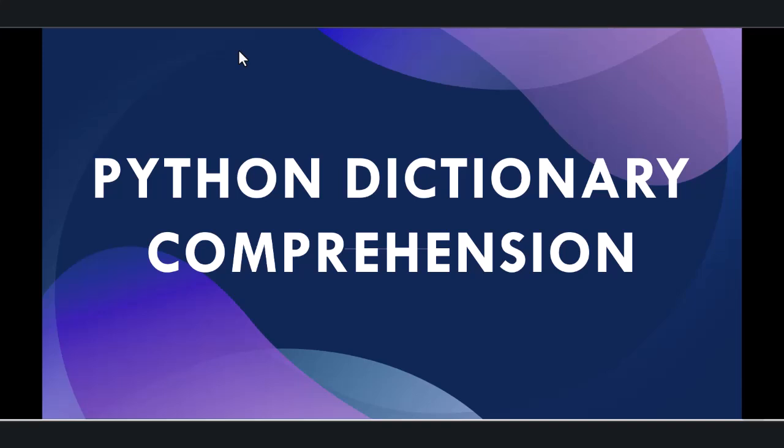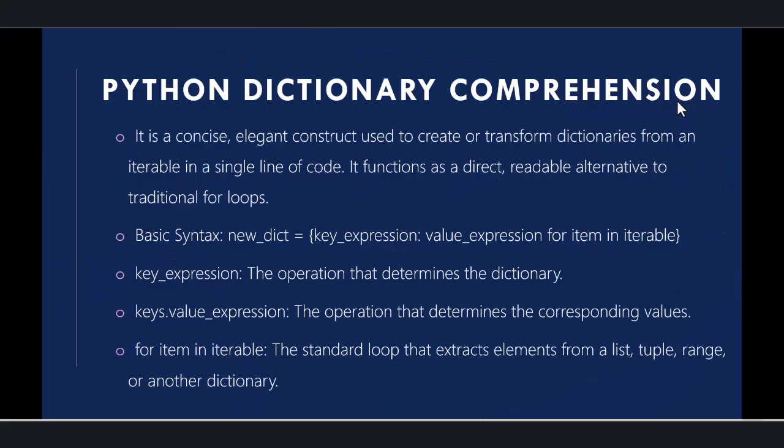I'm Anjali. Today let's discuss Python Dictionary Comprehension. First, let's understand what Python Dictionary Comprehension is. It is a concise, elegant construct used to create or transform dictionaries from an iterable in a single line of code. It functions as a direct, readable alternative to traditional for loops.